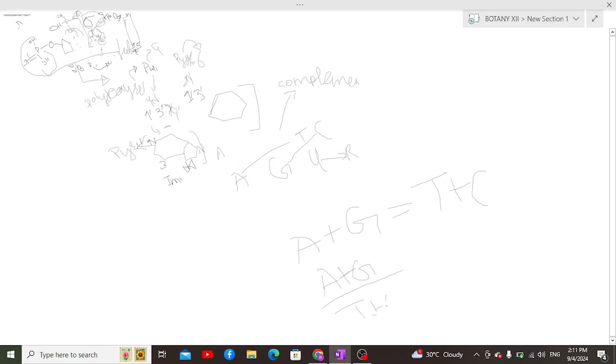T plus C, and on the other hand, what we'll have is 1, due to which this equation shows that the ratio of purine to pyrimidine is equal to 1. In other words, A plus G is always equal to T plus C, or we can also say the number of purines is always equal to the number of pyrimidines. We can also say that adenine is found in equal amount to thymine, and guanine is found in equal amount to cytosine.